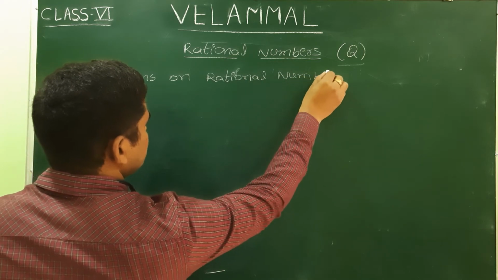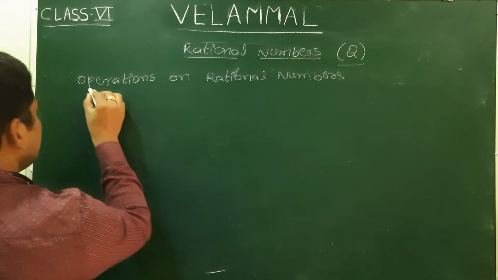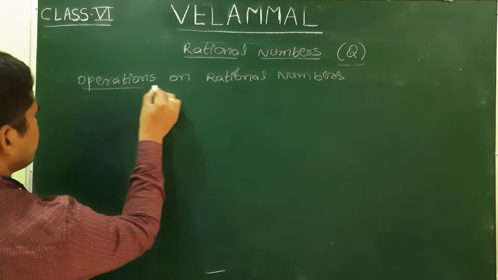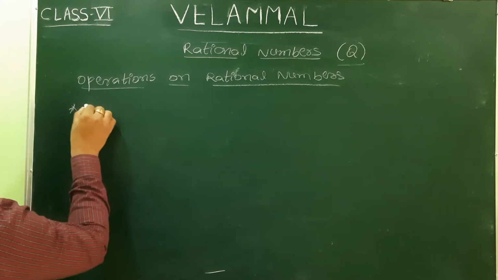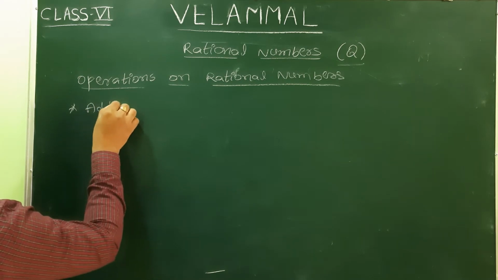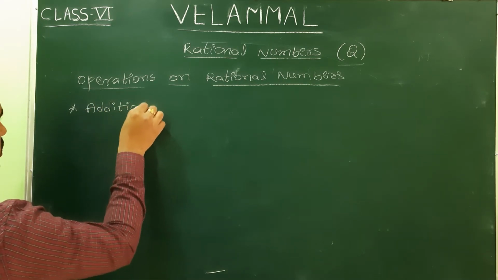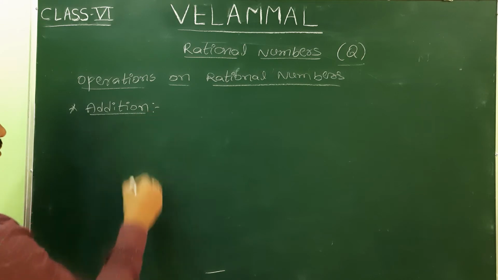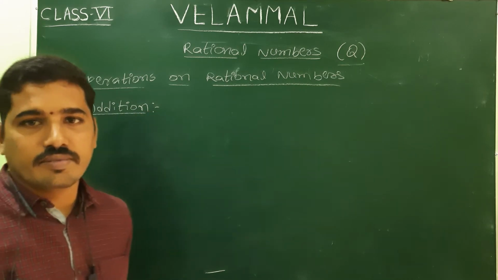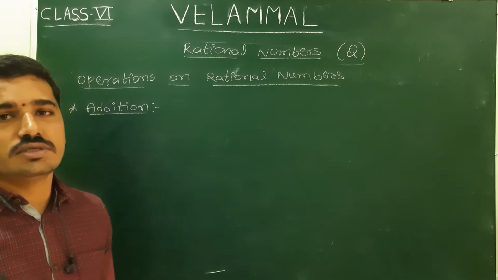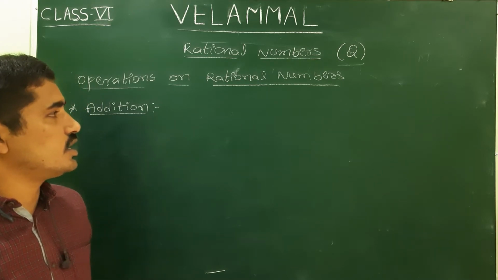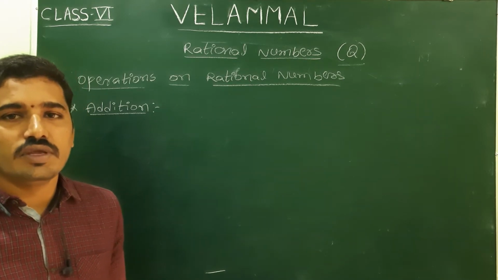Operations on rational numbers. We have the fundamental operations, four operations we have. And those are first addition. How will we do the addition on rational numbers? See, already we know that rational numbers and fractions are both equal.